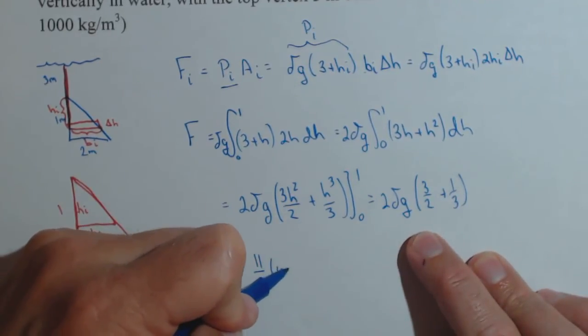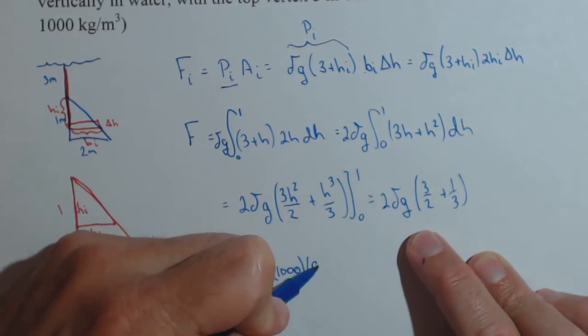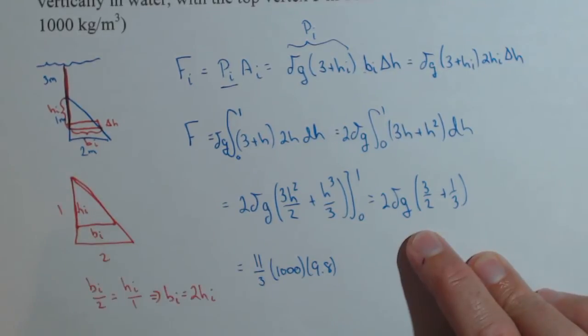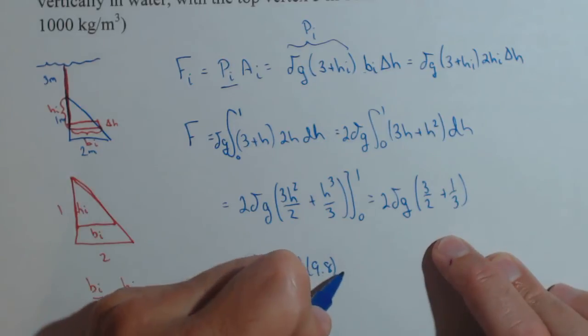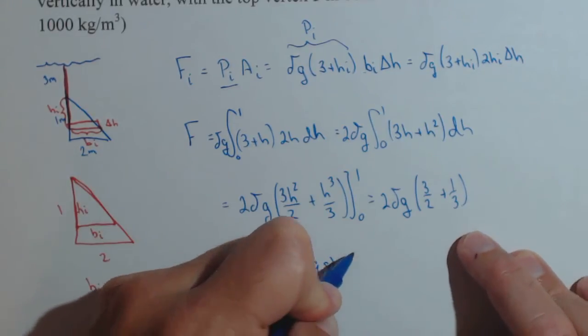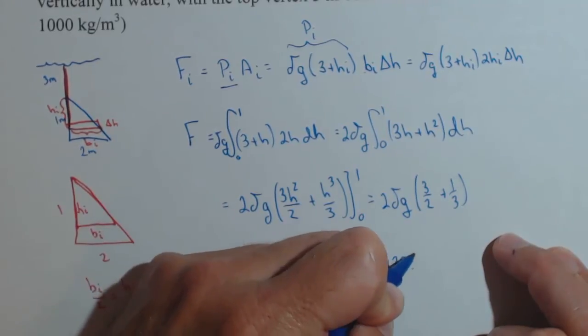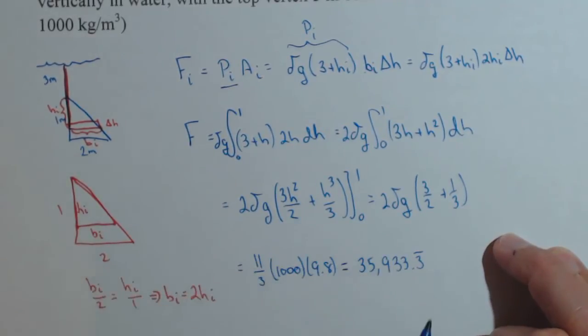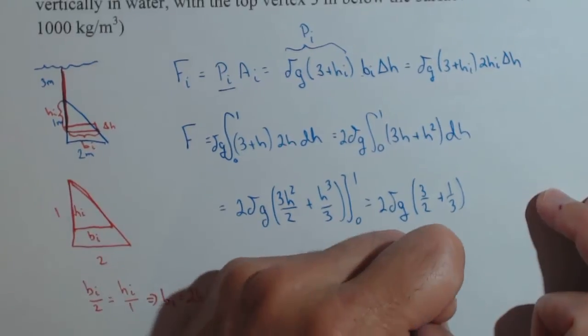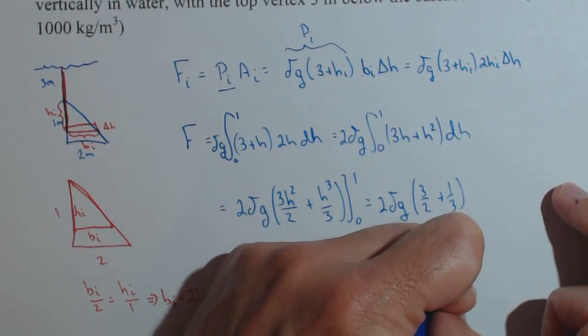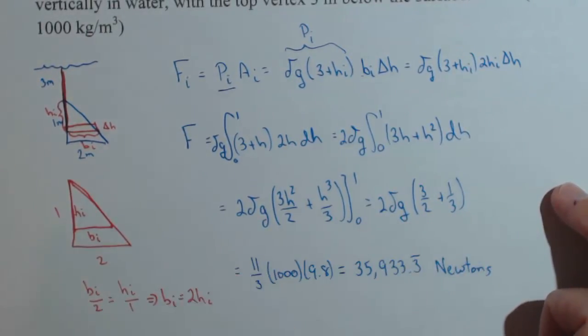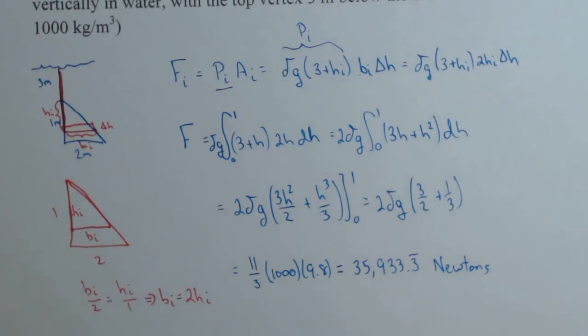Our delta is 1,000. Gravity, we're using 9.8 meters per second squared. And so calculating this all together, we would get 35,933.3 repeating. And now our units, because we're in standard, is going to be newtons. So that's the total force on this plate.